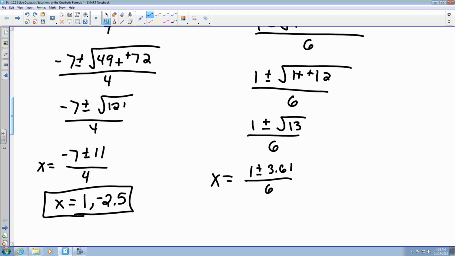And now again, we're given two equations: 1 plus 3.61 divided by 6, and also 1 minus 3.61 divided by 6. If we solve 1 plus 3.61 divided by 6, it gives me x equals 0.77, rounded to the nearest hundredth, and 1 minus 3.61 divided by 6, if I were to round it, gives me a value of negative 0.44.